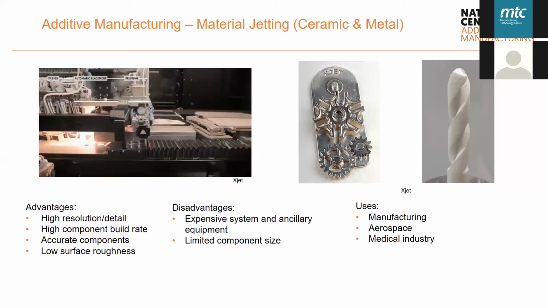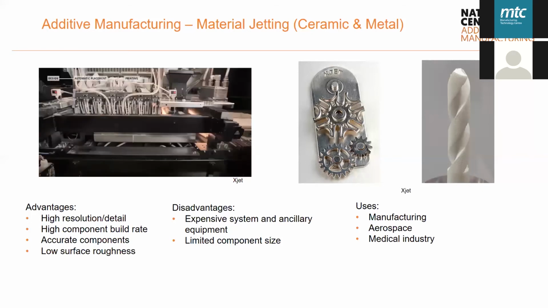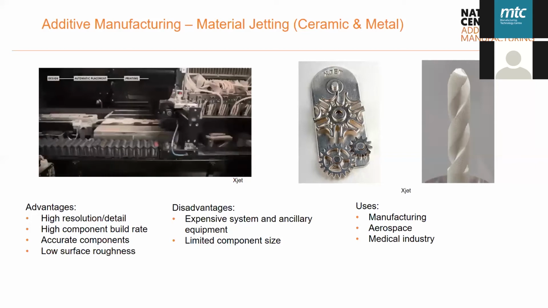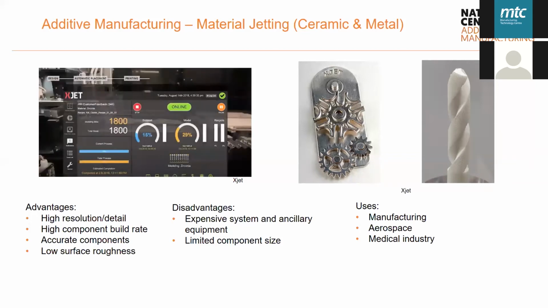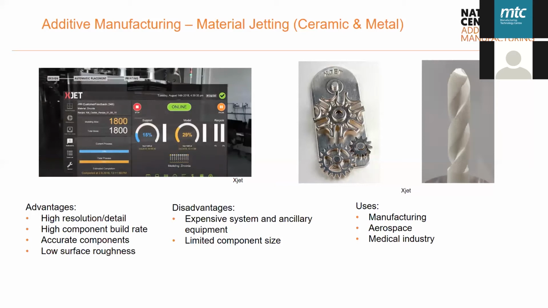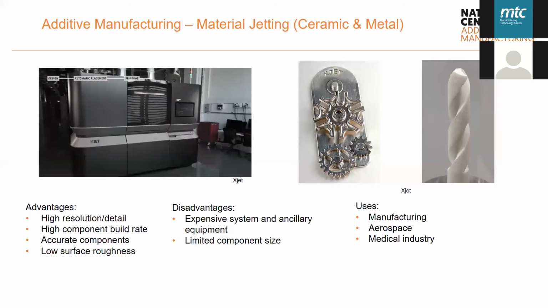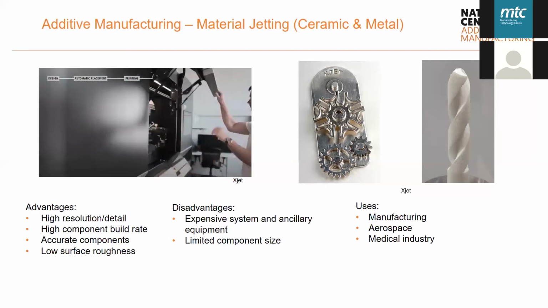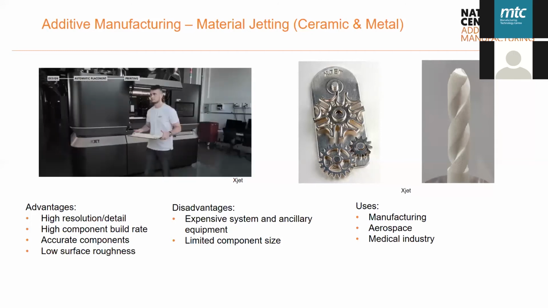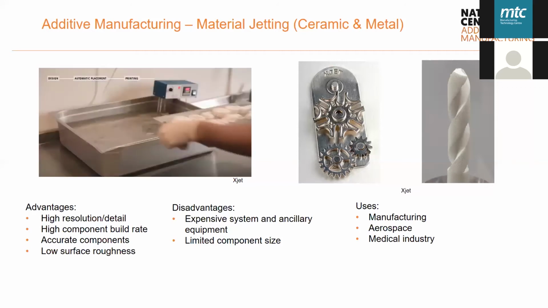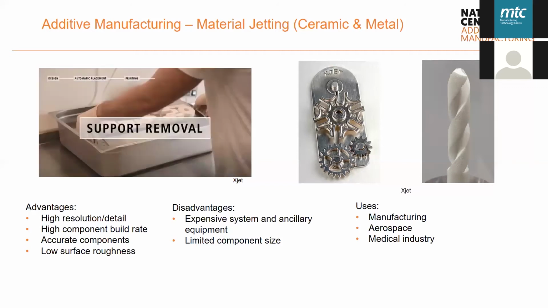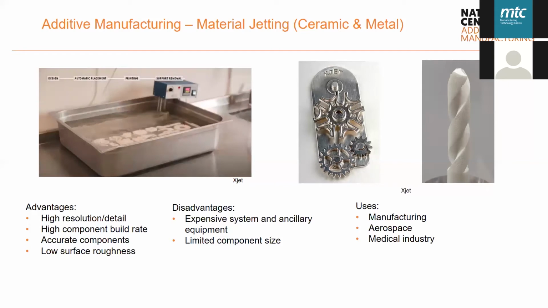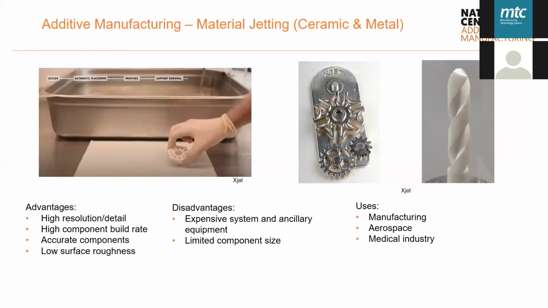Disadvantages are that the system could be quite expensive. It is an indirect additive manufacturing process. So as you can see in the video, in the next few seconds, there will be a washing process step and then also a sintering step. So the ancillary equipment required for these steps could be quite expensive depending on which size of machine you go for in terms of the furnaces.